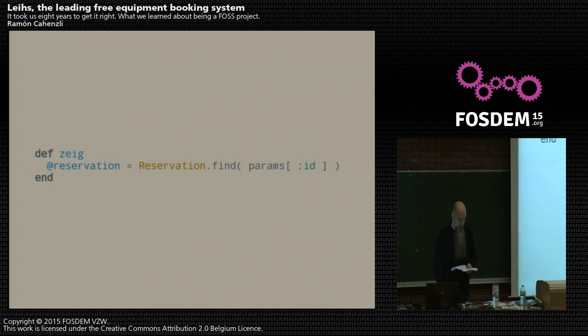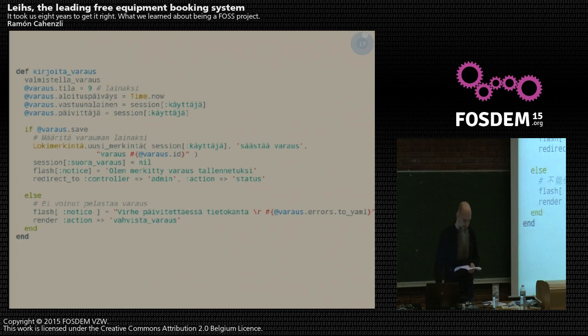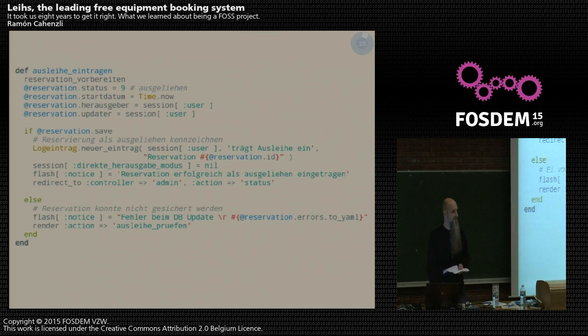And now, there's a problem if you don't write English code in an industry that uses English as its lingua franca. You might as well write everything in Chinese. Or if that's too easy, you can try Finnish. I see there must be some Finns here. Okay, or German. And this is actual code from the system that we inherited. So we had to get rid of all of that.